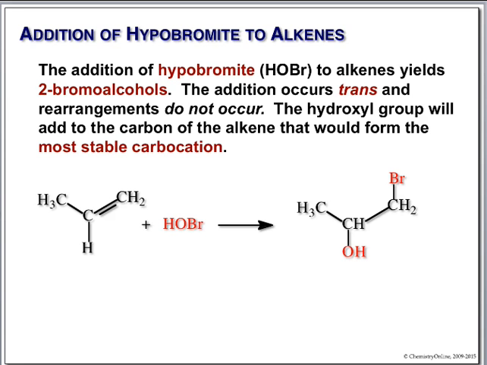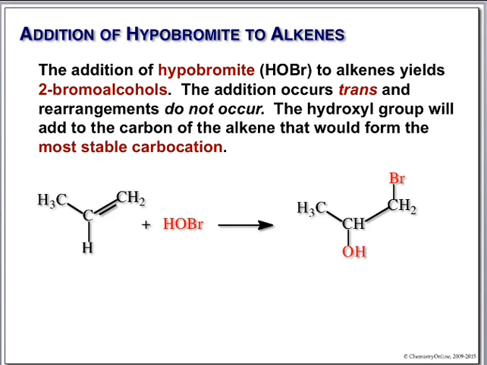There's regiochemistry associated with this. In this reaction, the hydroxyl group is always going to be bonded to the carbon that would give the most stable carbocation. So here we have a primary carbon and a secondary carbon. Most stable carbocation would be secondary. Therefore, in the product, the hydroxyl group is on the secondary carbon, bromine is on the primary.